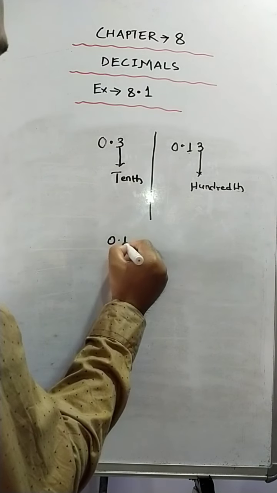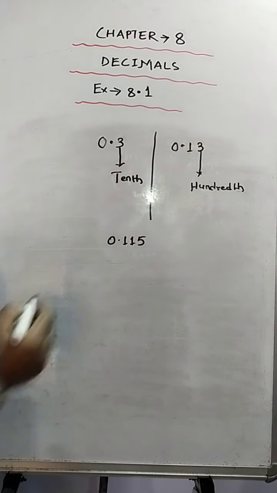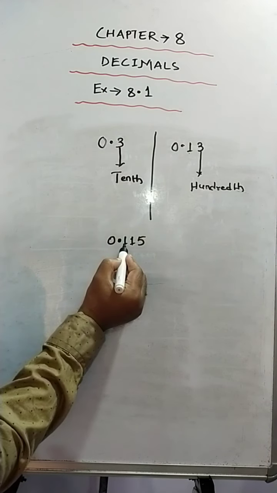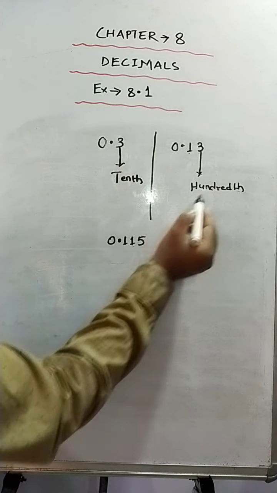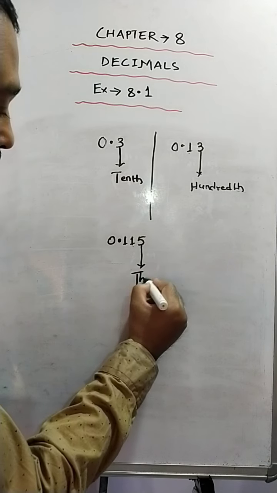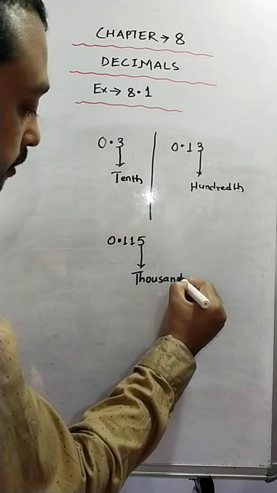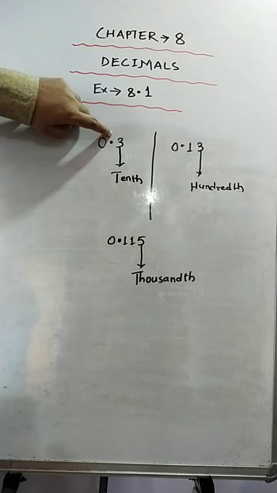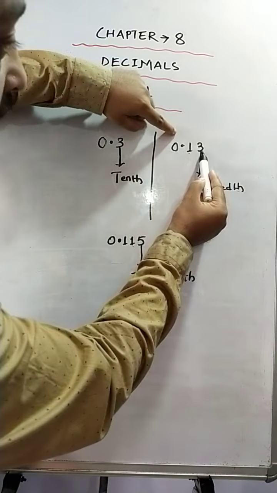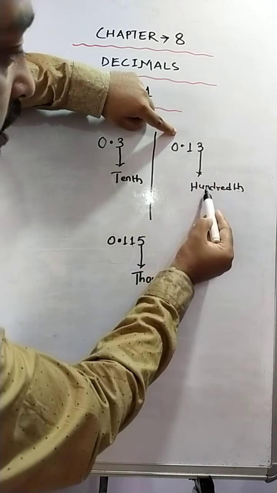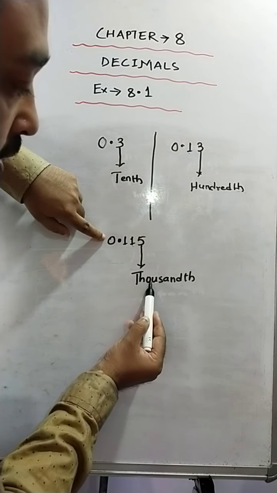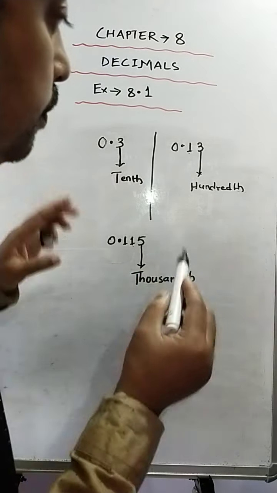Now, what about this one? As you all know, the first digit on the right hand side of the decimal is tenth. The second digit will be considered as hundredth. And what would be the third digit then? It will be considered as thousandth, students. Fine. So the first digit on the right hand side of the decimal is tenth, the second is hundredth, and the third is thousandth. These are very, very important things.